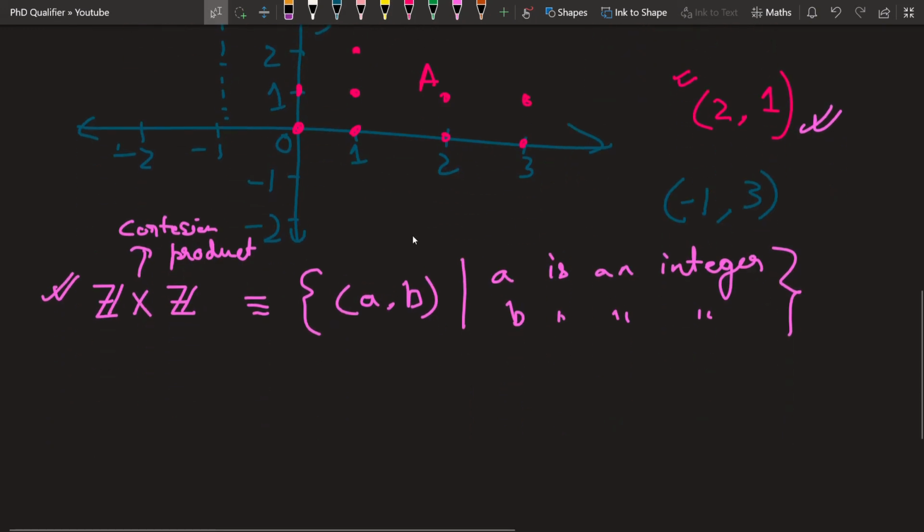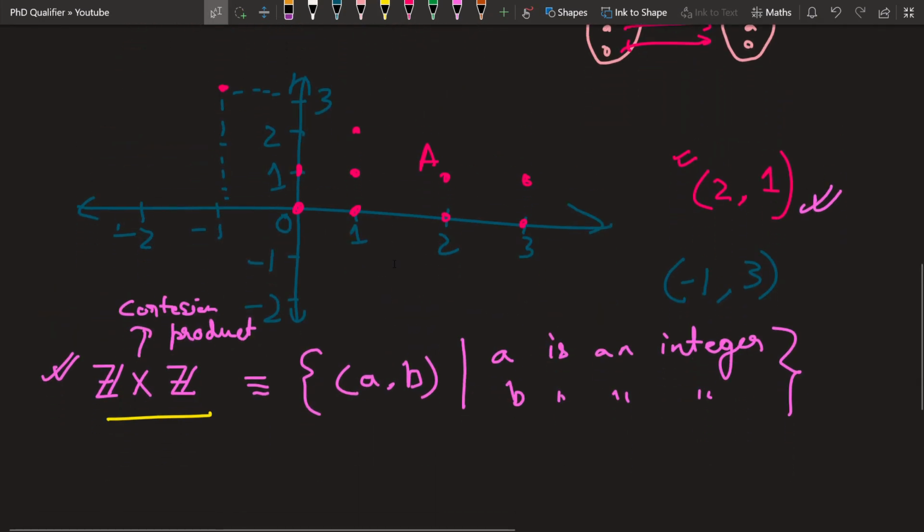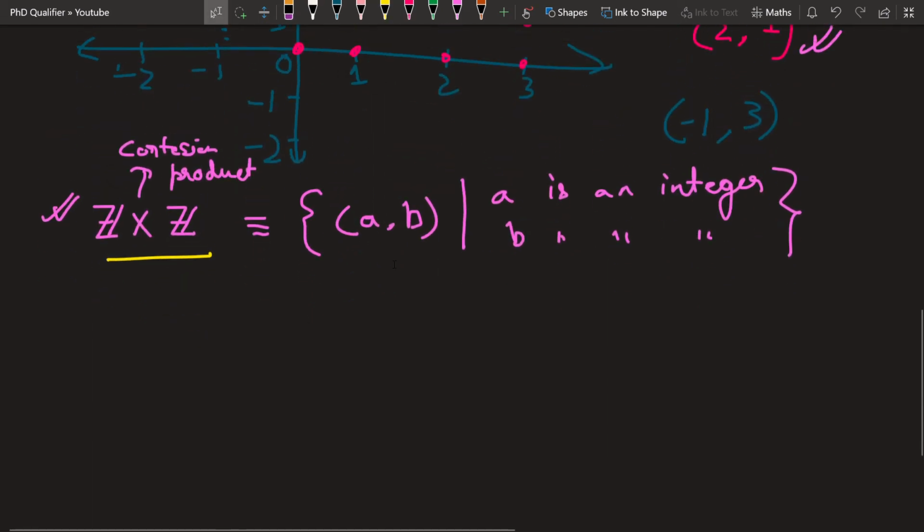Now what I want to do is I want to count them. I want to count this set and check whether I can assign natural numbers to it or not. That is, I want to check whether the set is countable or not. So let me try listing it. Let me try listing the set.